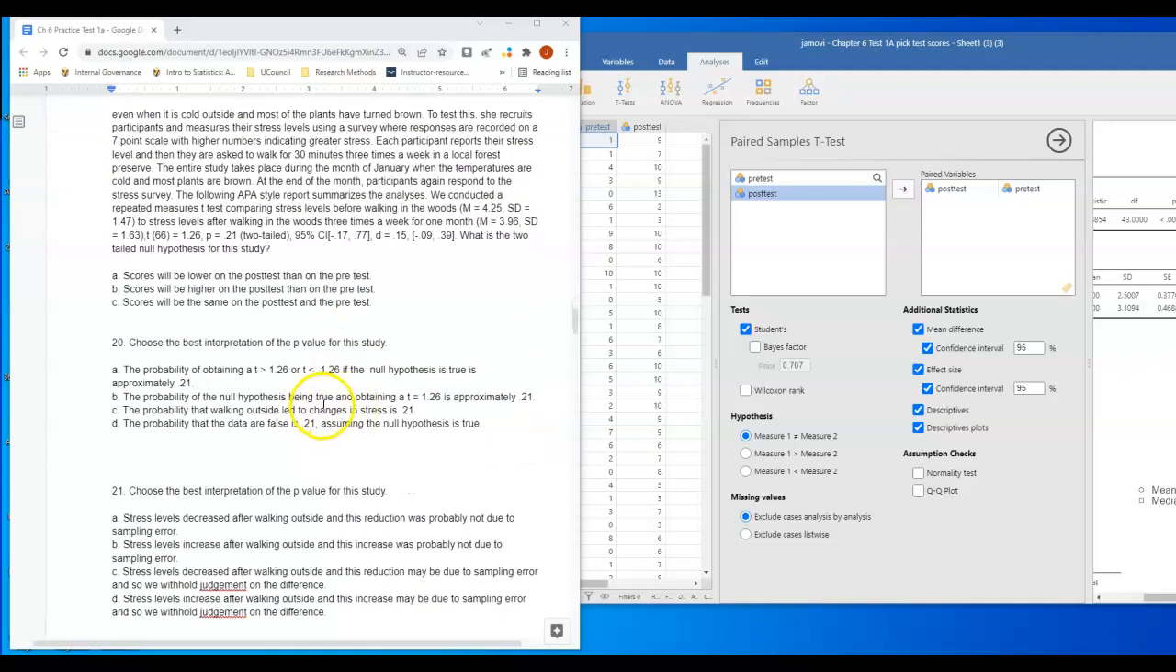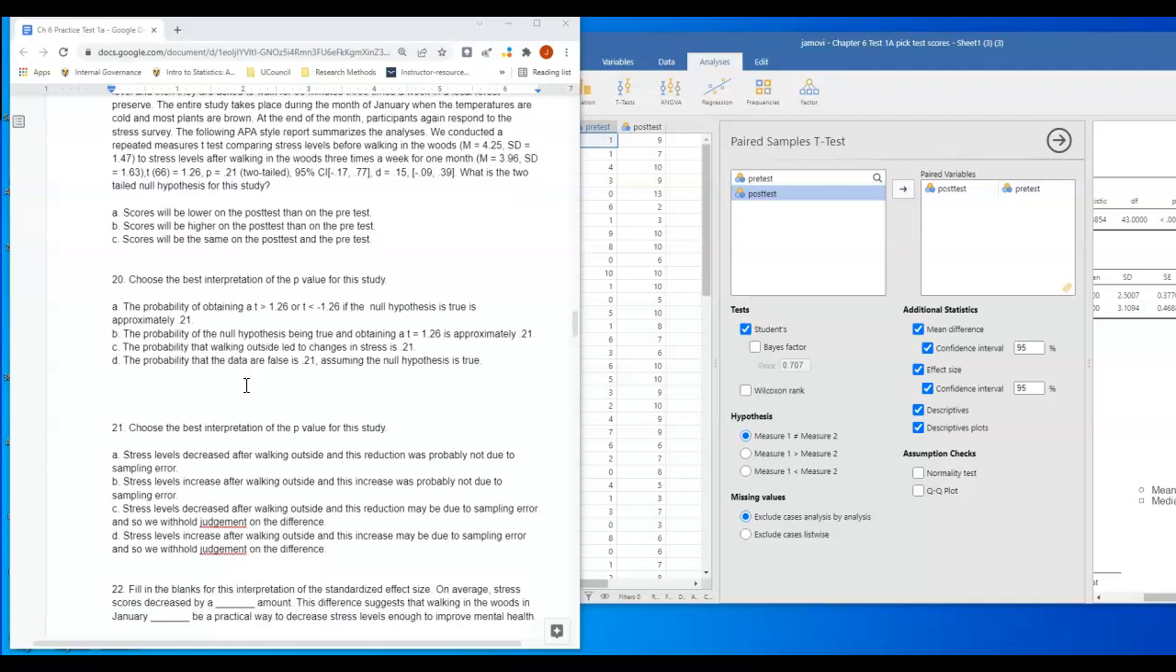For number 20, choose the best interpretation of the p-value for this study. So our t was 1.26 and it's a two-tailed test. And so the correct interpretation of p-value refers to the probability that I would get a t as extreme or more extreme than 1.26 if in fact the null hypothesis is true. Okay? So that would be A here, the probability of getting a t greater than that or less than that if the null is true.